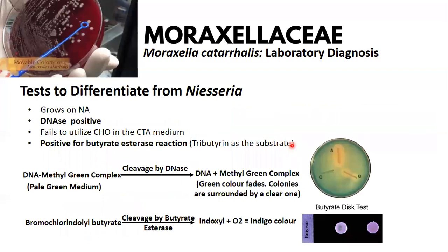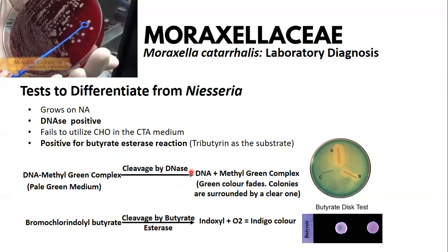On top of that, apart from their inability to produce acidic byproducts in the presence of carbohydrates when incubated using the CTA medium, their ability to grow on nutrient agar, their ability to produce DNase enzyme, and their ability to produce a positive reaction in the butyrate esterase reaction test using tributyrin as the substrate are also important differential characteristics that differentiate Moraxella from Neisseria. So at this point, let's talk about the DNase test.